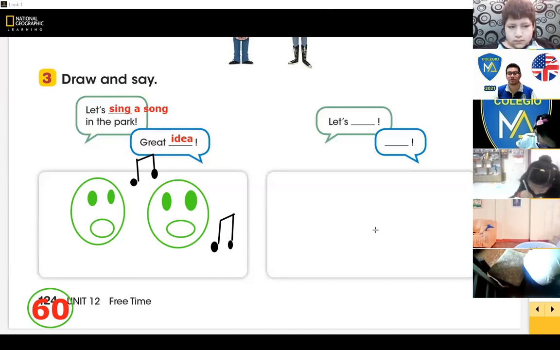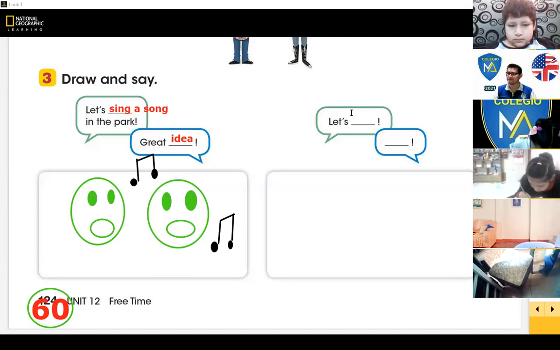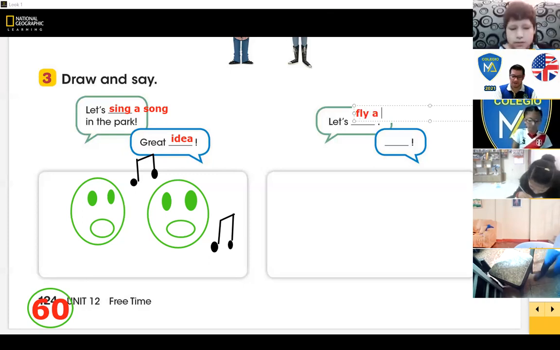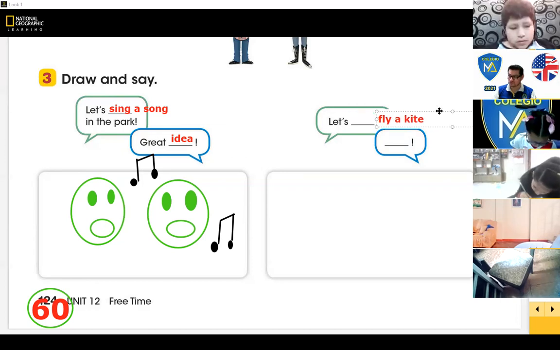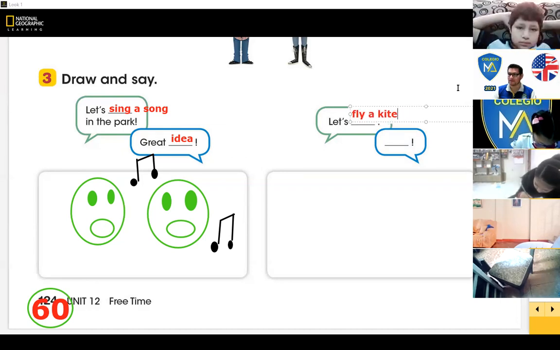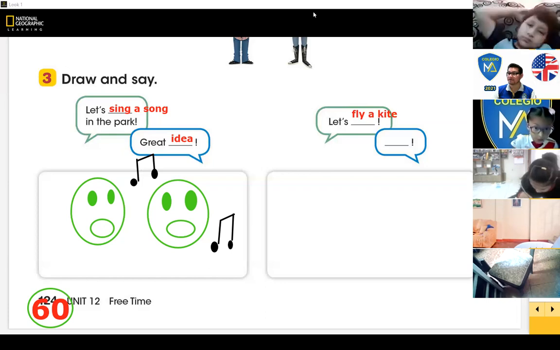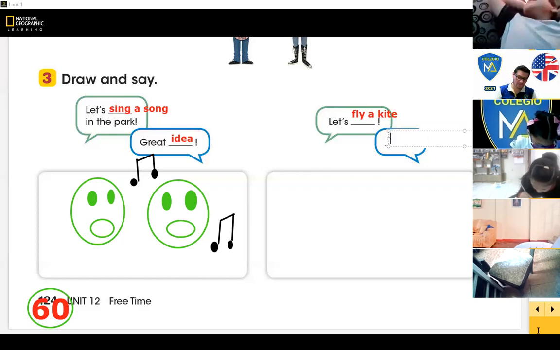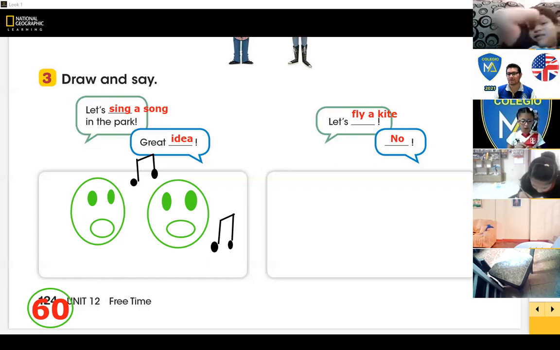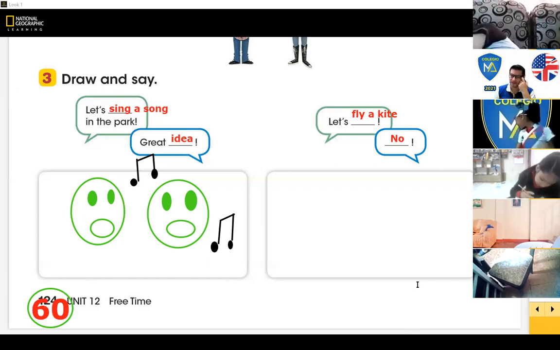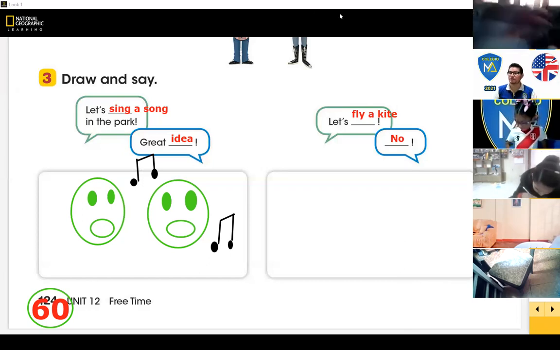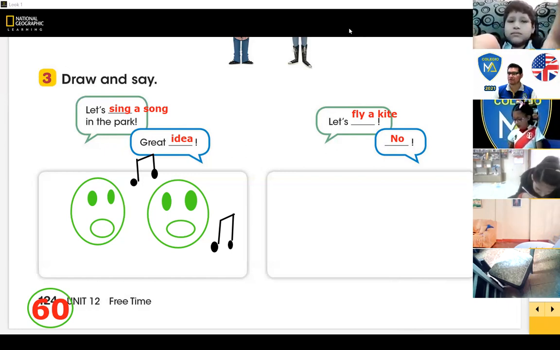That's it. Now let's sing a song. For example, here we can ask something. We can suggest something. For example, it could be, let's fly a kite. You can make another example. No problem. I'm only suggesting so that you have a guide. Let's fly a kite. In this case, what should be the answer? Probably, no. Let's fly a kite. Right? Okay. What's the action, fly a kite? I'm going to draw this.